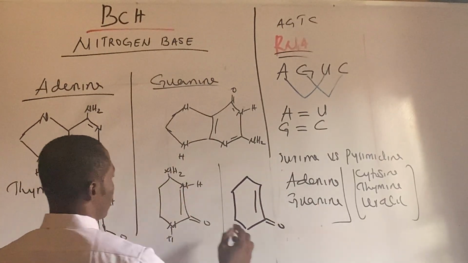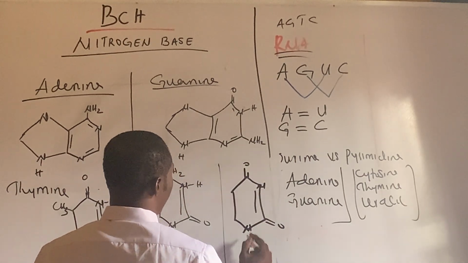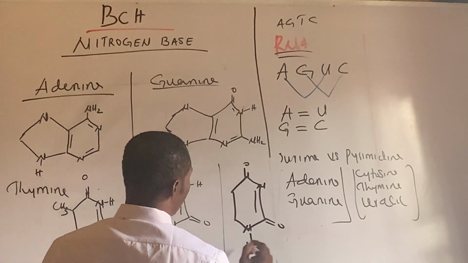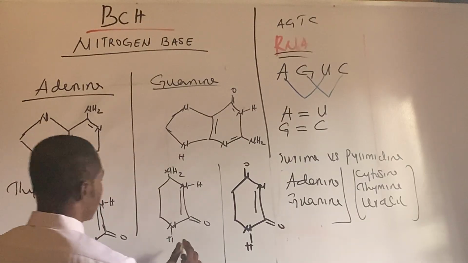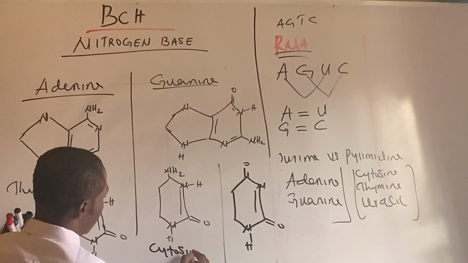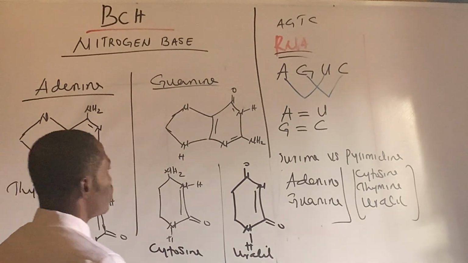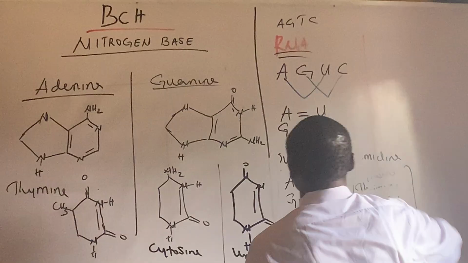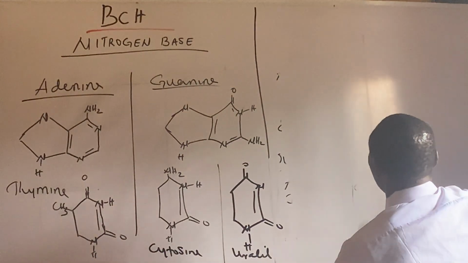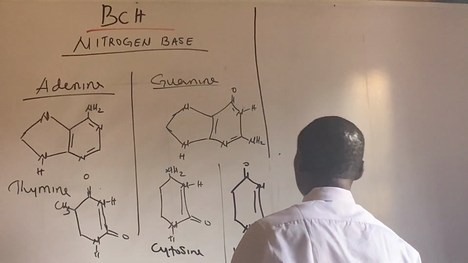I have a double bond here. I have nitrogen. I have a double bond here. Then we have a nitrogen here. So this is cytosine. This is uracil.